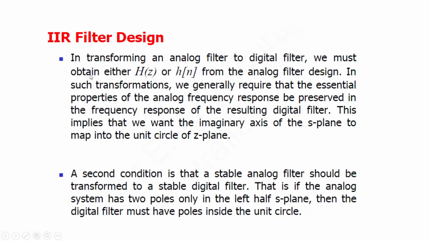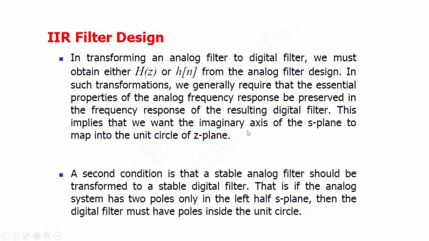Now, IIR filter design. In transforming an analog filter to a digital filter, we must obtain either H(z) or h(n). Either we must obtain the transfer function in the Z domain or in the time domain in the form of a difference equation from the analog filter design. In such transformations, we generally require that the essential properties of the analog frequency response be preserved in the frequency response of the resulting digital filter. So once we are transforming from the analog domain to the digital domain, we must be able to preserve the frequency response required. Whatever is there in the analog domain must be there in the digital domain.